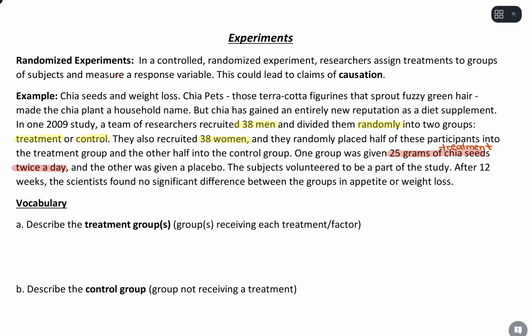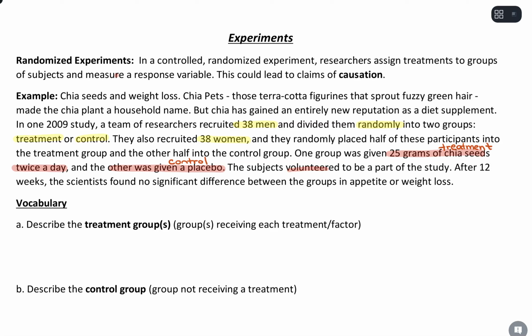And the other was given a placebo. A placebo is a fake treatment. So it would be something that looks exactly like chia seeds but isn't actually chia seeds. It should be water or something, it shouldn't have any effect on the system. So a placebo is a fake treatment, and that's going to go with the control group. The subjects volunteered to be part of the study, which emphasizes that we do have volunteers as part of this.